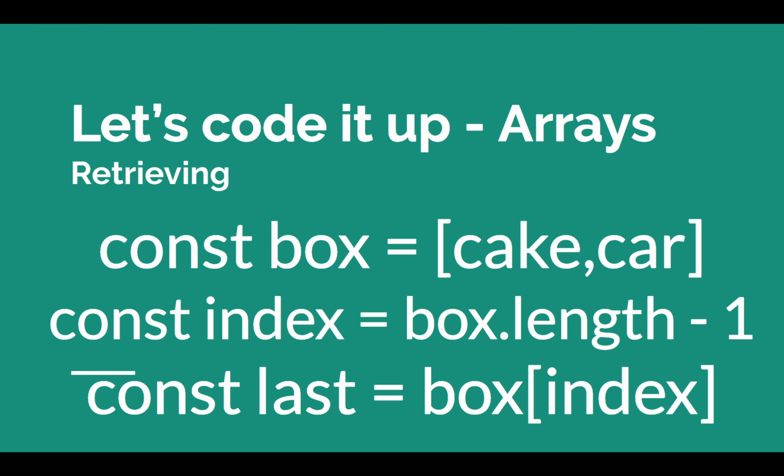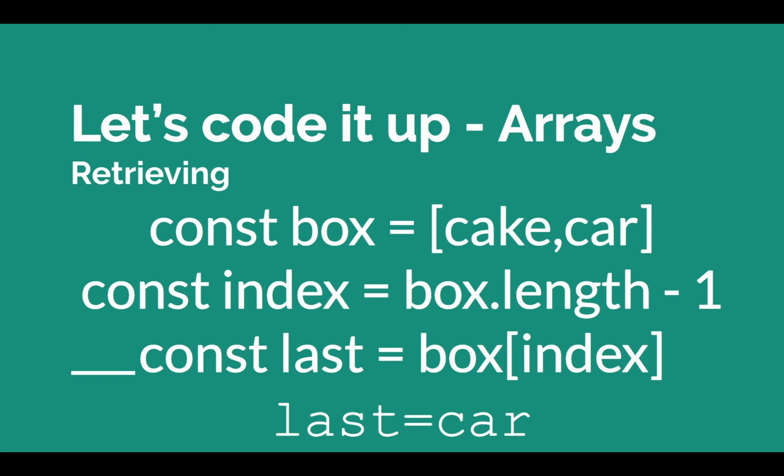I like separating it down. And so what this will do is it will say box.length is 2, 2 minus 1 is 1. And so the line that assigns it is actually saying box 1, and that gets us car. So that's how we retrieve items from an array. Now let's go into objects.